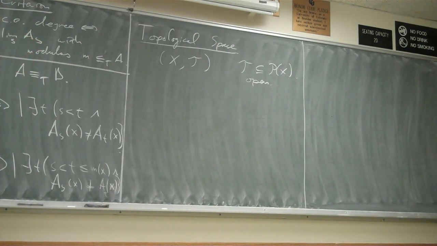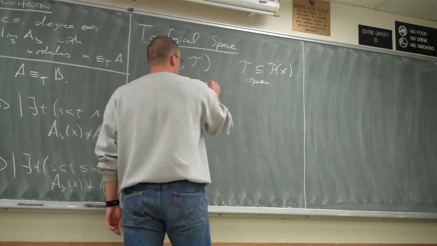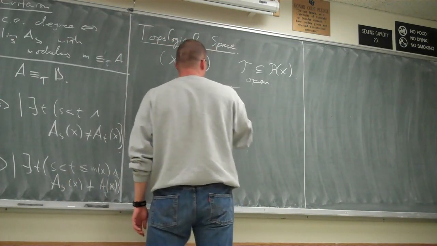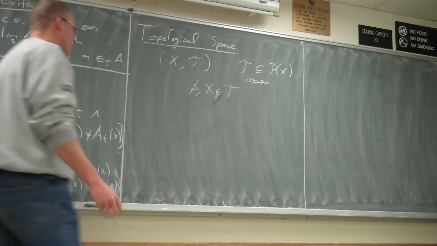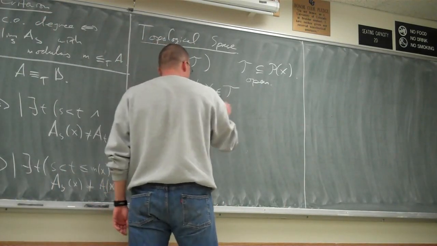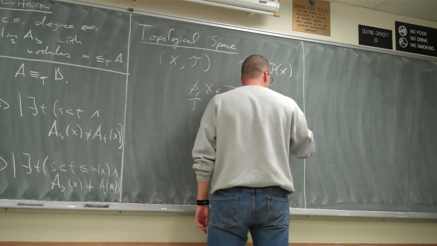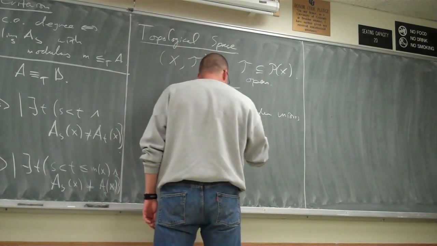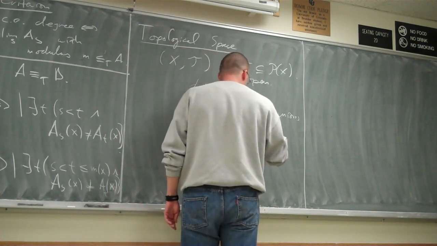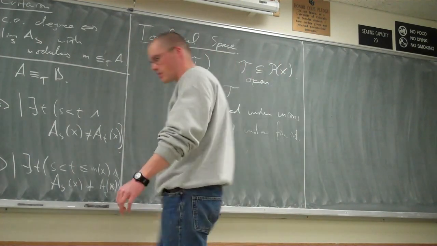Arbitrary pairs like this are not topologies, of course. We need that the empty set and X itself are in T. We need that T is closed under unions, and T is closed under finite intersections.